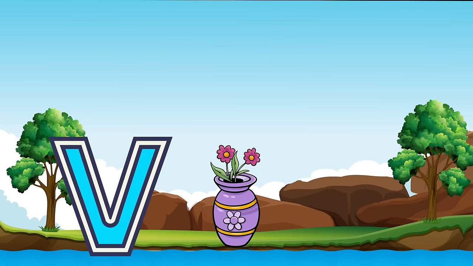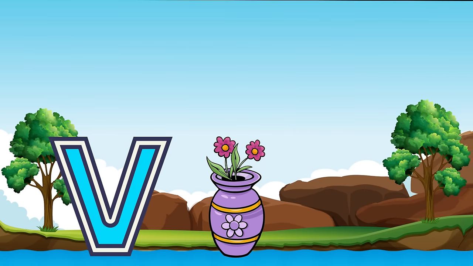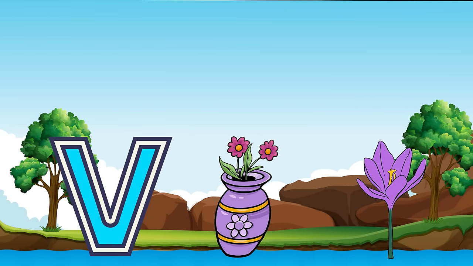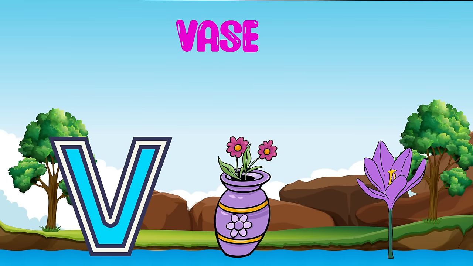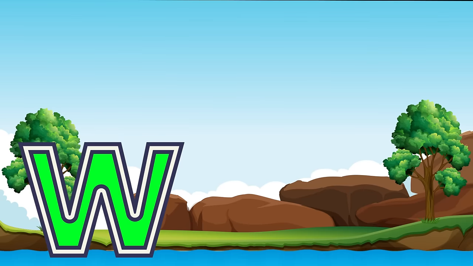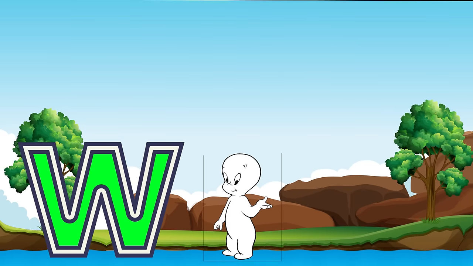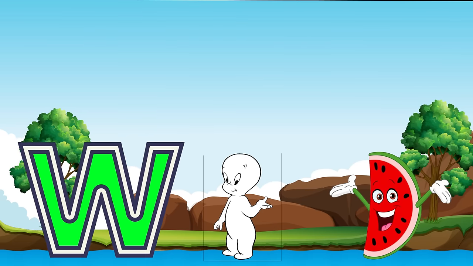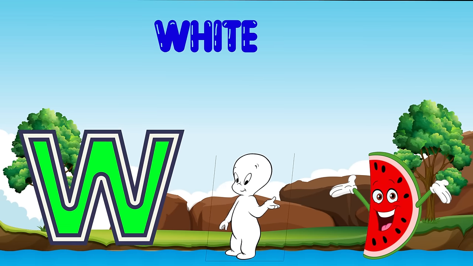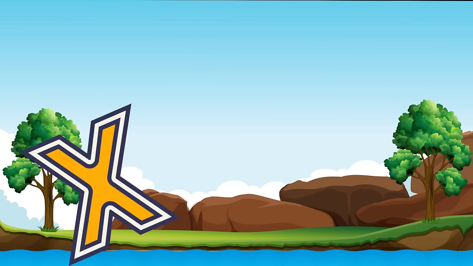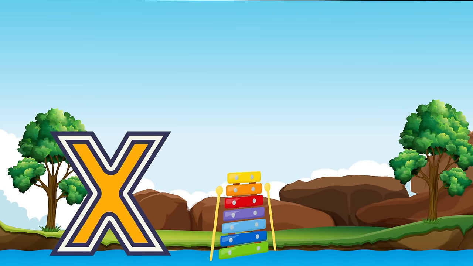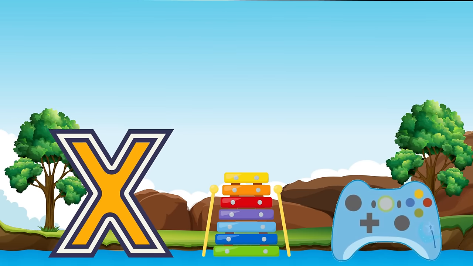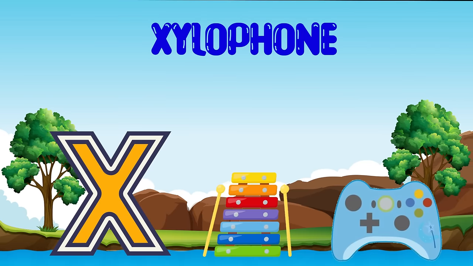V is for vase. Vase. V is for violet. Violet. W is for white. White. W is for watermelon. Watermelon. X is for xylophone. Xylophone. X is for Xbox. Xbox.